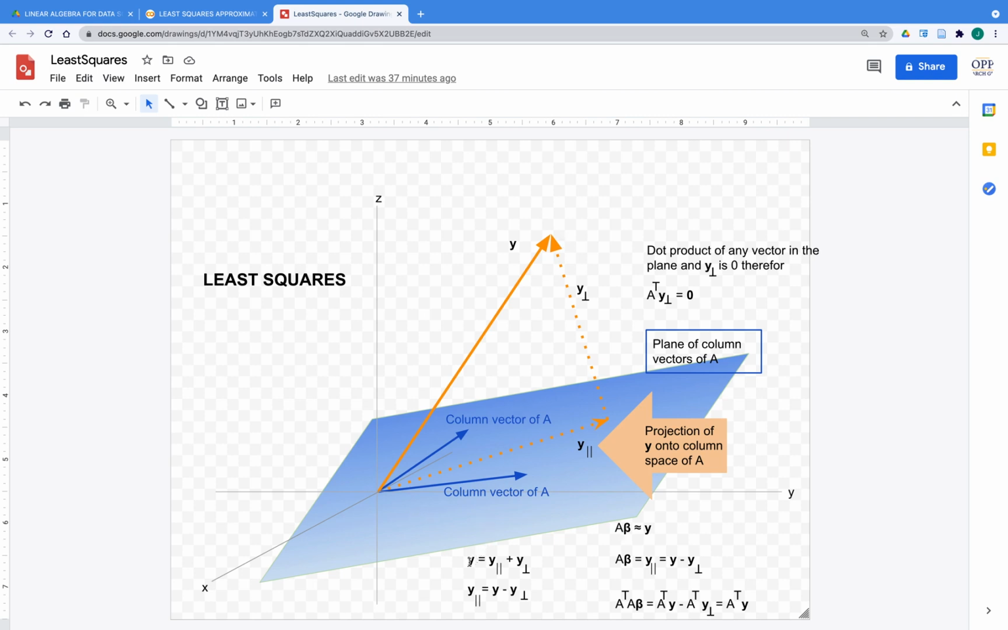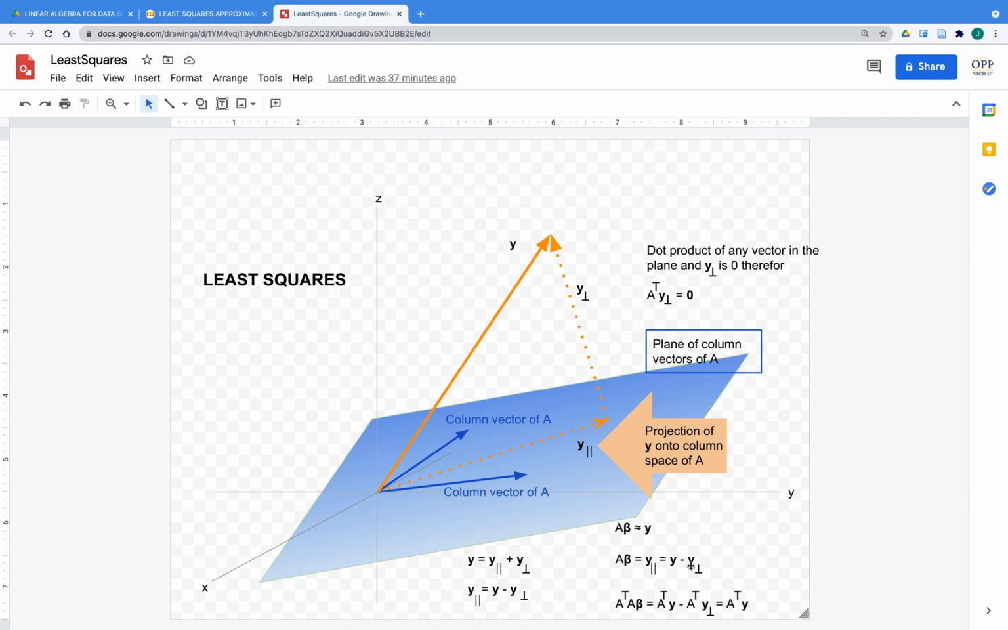And on the left bottom here we can see, remember, y equals y parallel plus y perpendicular. That's just vector addition. And if I isolate y parallel, that's y minus y perpendicular. So I can go from this approximation to this equality here. I can say A times beta is going to equal y parallel. Some linear combination of these 2 column vectors can give me y parallel. But remember, y parallel is just y minus y perpendicular.